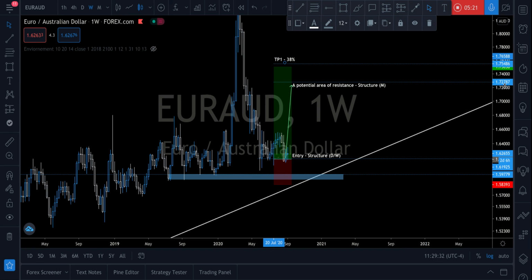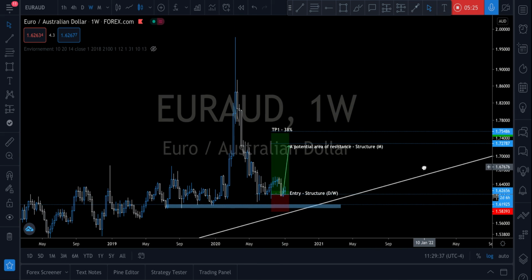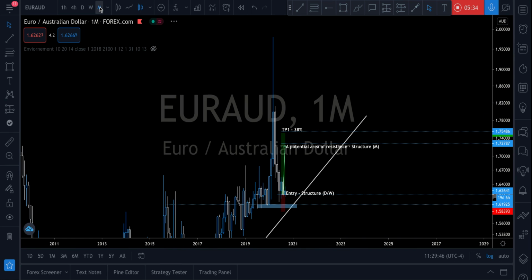So, potential area of resistance structure on the monthly time frame. Let's see.